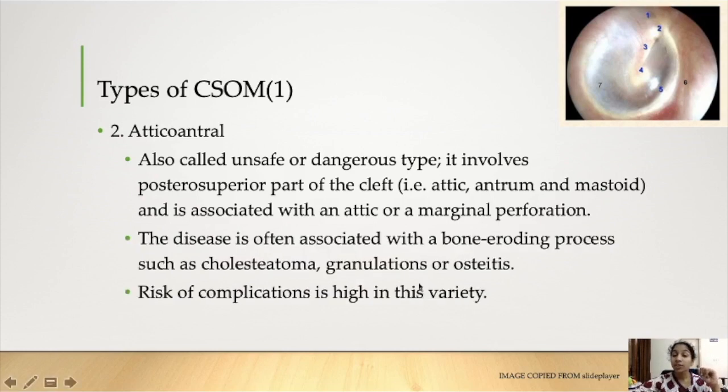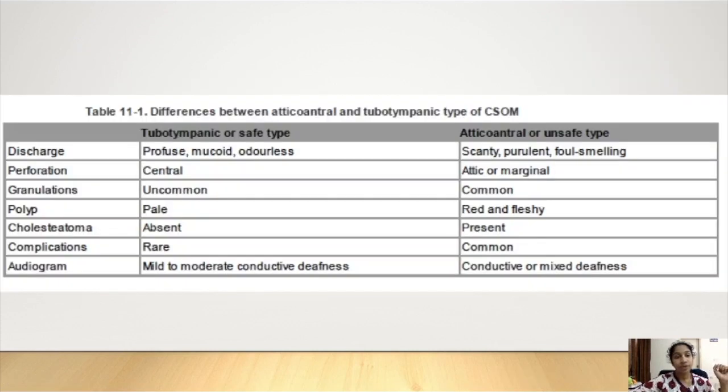Risk of complication is high in this atticoantral type. That's why it is the unsafe or dangerous type. So these are the types of CSOM. So these are the differences between atticoantral and tubotympanic types.